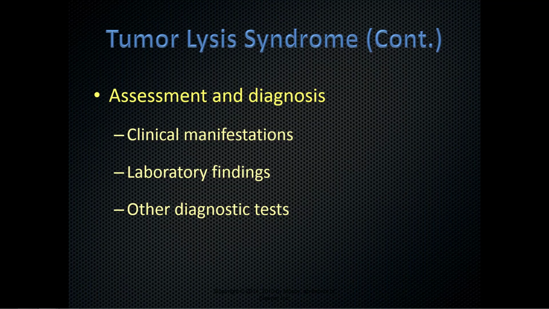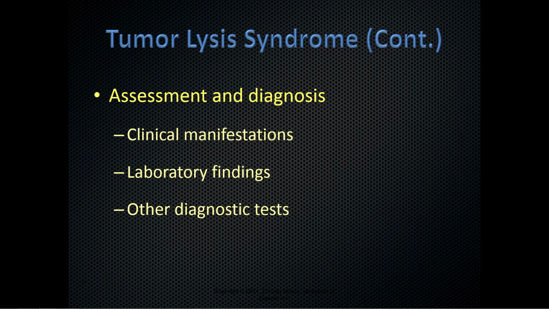So the key is detection and recognition of tumor lysis syndrome. And we're going to do that through looking at clinical manifestations, laboratory findings, and also a couple of other diagnostic tests. The weight gain that is associated with fluid retention due to the electrolyte disturbances is one of the hallmark signs. And then other early signs include diarrhea, lethargy, muscle cramps, nausea and vomiting, paresthesias, and weakness.